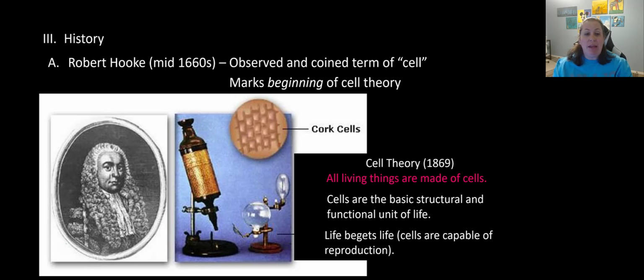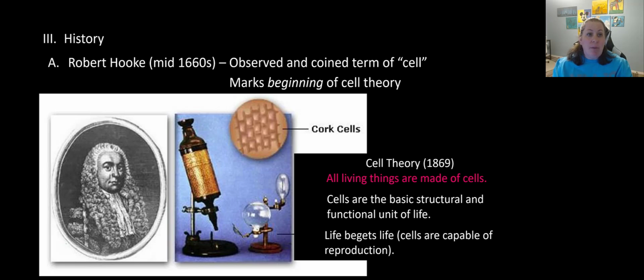The first component means all living things are made of cells, which Robert Hooke helped contribute towards. There are 2 other principles to the cell theory that are important. Not only are all living things made of cells, the cell is considered the basic structural and functional unit of life. So in order to be living, you have to have at least one cell. Also, life begets life, meaning cells are capable of reproduction. So these are the 3 principles that make up the cell theory.